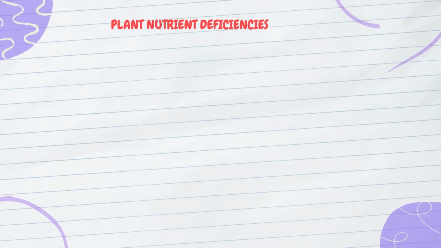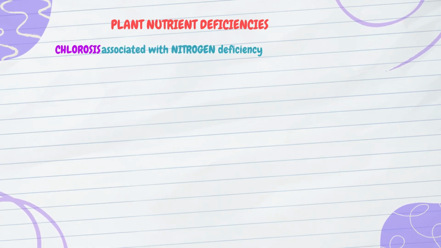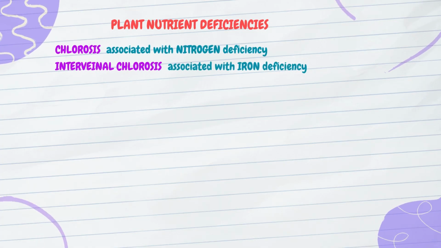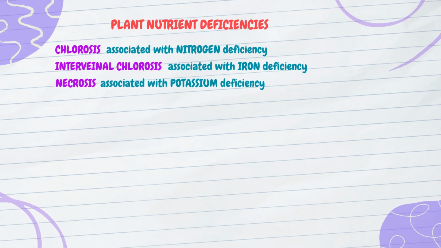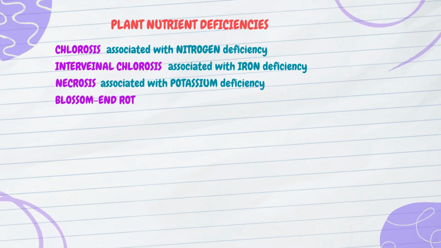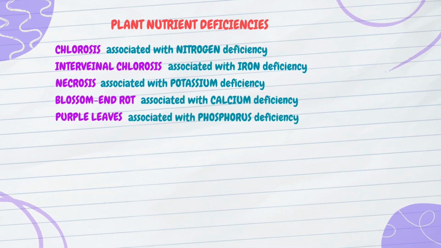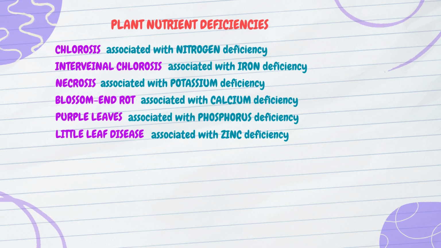To recap, plant nutrient deficiencies can lead to a variety of diseases or disorders in plants. Chlorosis is associated with nitrogen deficiency. Interveinal chlorosis is associated with iron deficiency. Necrosis is associated with potassium deficiency. Blossom end rot is associated with calcium deficiency. Purple leaves is associated with phosphorus deficiency. Little leaf disease is associated with zinc deficiency.